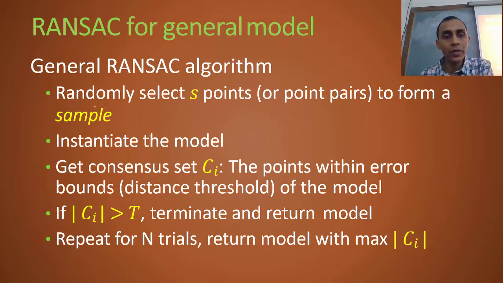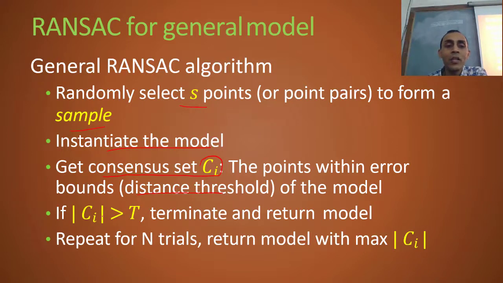So this is what we already told, I'm just repeating it here. We'll randomly select S points, where S is the minimal set of points, to form our sample. Using that sample, we'll generate our model. We'll count the number of inliers, and that will be the score: the points which are within the error bounds, within a particular distance threshold of the model.